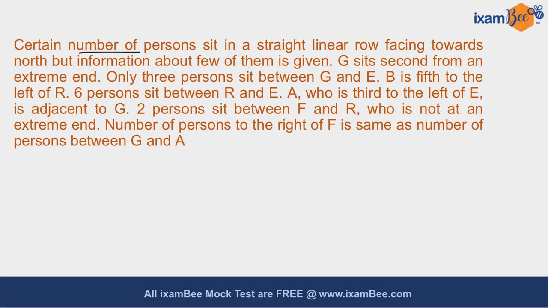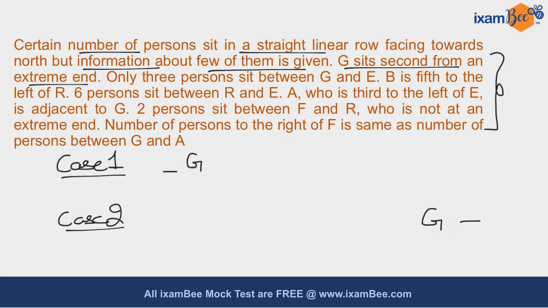Certain number of persons sit in a straight linear row facing towards the north, but information about few of them is given to you. You have to read this complete information in order to solve the question. So we'll read the information statement by statement and we'll draw the possibilities accordingly. Now it is given to you that G sits second from an extreme end. So basis on these conditions, two cases are possible. Accordingly, I have drawn the two cases.